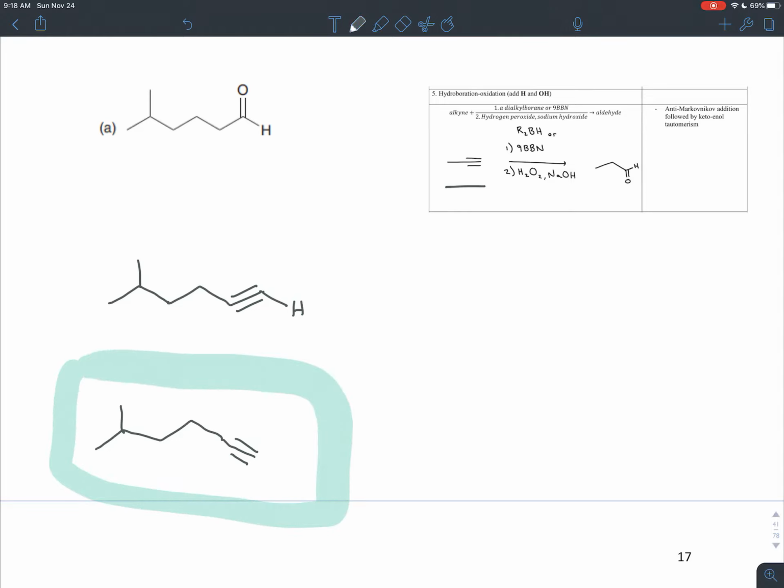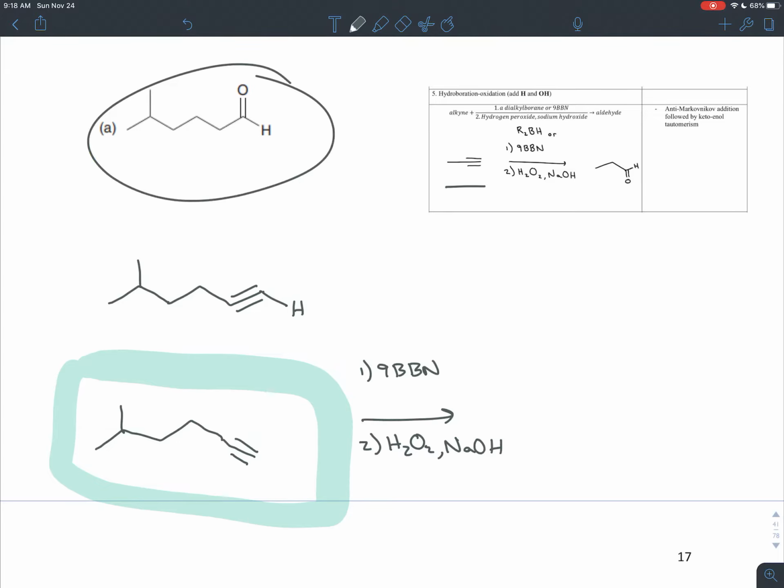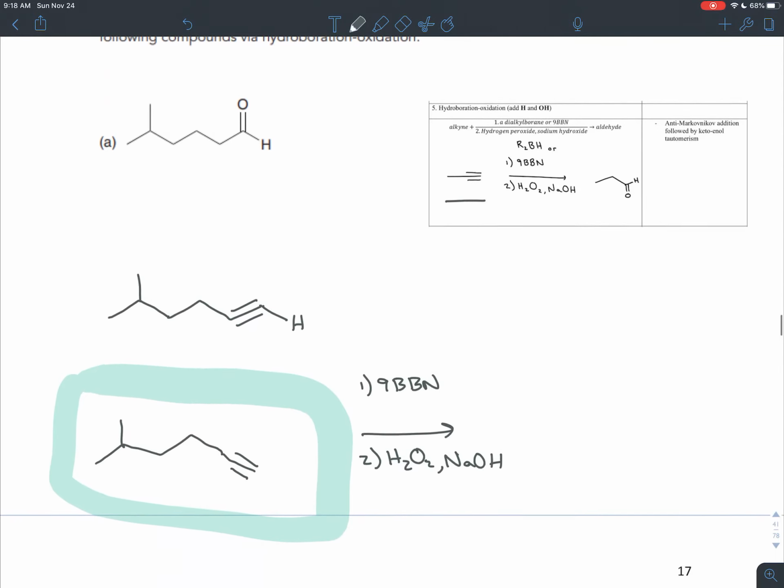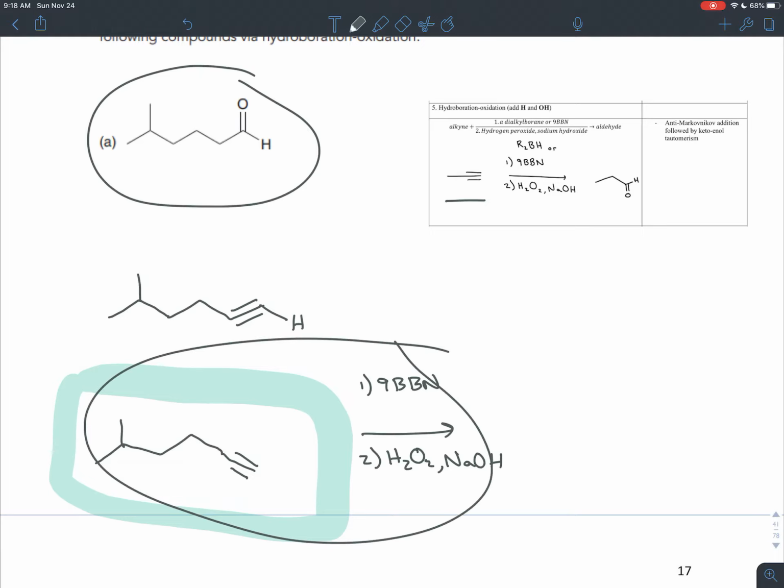If we treat that with, let's say, 9-BBN, followed by hydrogen peroxide and sodium hydroxide, we end up with our aldehyde here. So you can see how you're going backwards. We say, how could I make that? And you're saying, this recipe here.